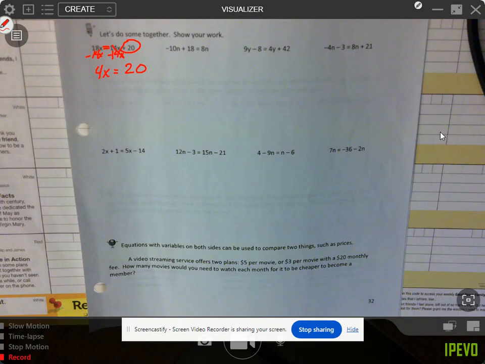What's my next step? I've got my variable on one side, I've got my constant on the other side. Am I done? Grayson? You have to put the x by itself. Oh, I have to get x by itself. How do I do that, Grayson? You divide 4 by 4 or 20 by 4. Yeah, because it's 4 times x, I'm going to do the opposite operation of dividing by 4. So I get x equals 20 divided by 4, which is 5.